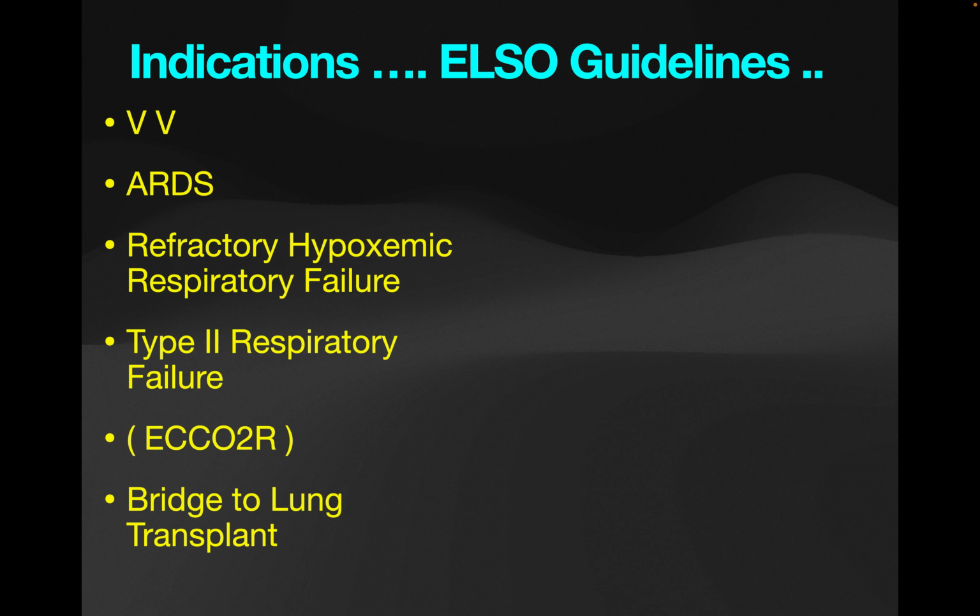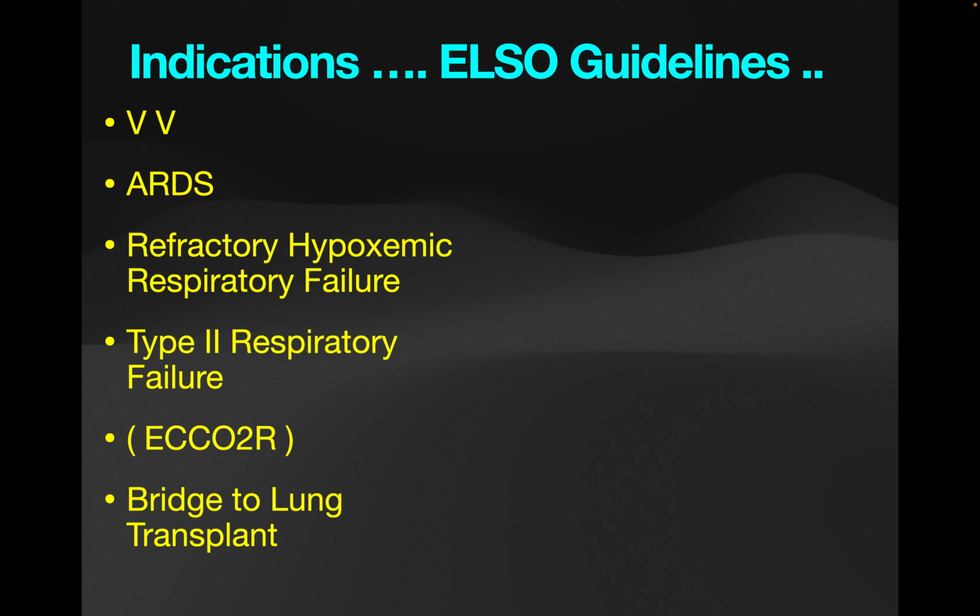So the ELSO guidelines are the standard guidelines which are followed across the board, and these are the indications of VV ECMO: ARDS, refractory hypoxemic respiratory failure, type 2 respiratory failure, or we can do an ECCO2R, that is carbon dioxide removal. And of course, we should remember that it is a bridge to recovery or bridge to transplant.